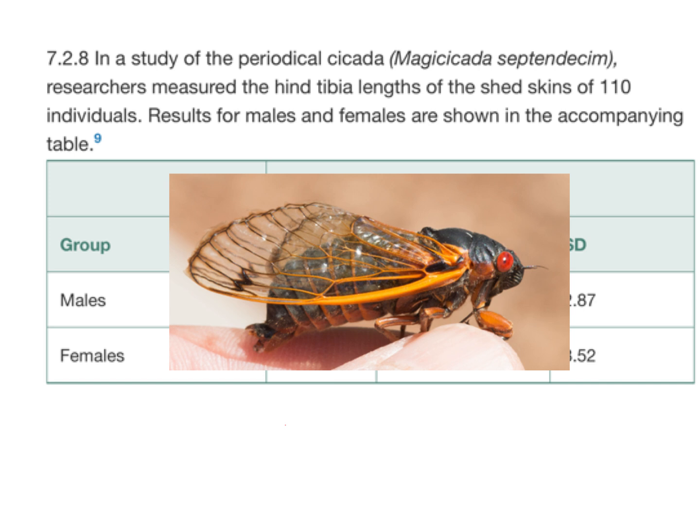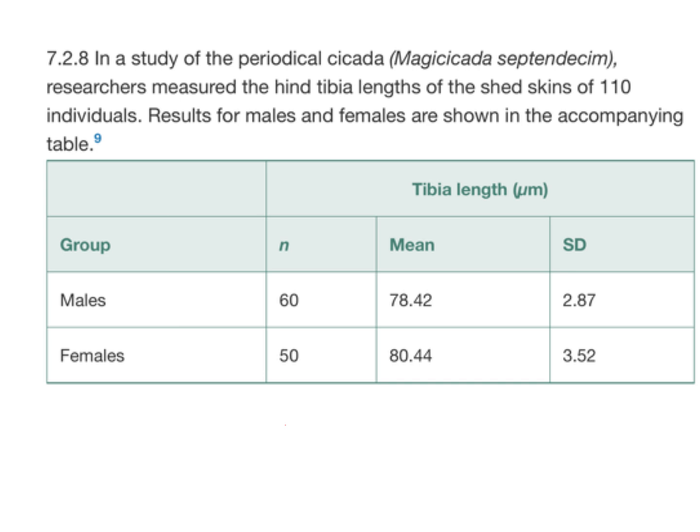So the idea for this problem, and maybe I can just go ahead and delete this guy for you guys, is that the researchers were measuring the hind tibia lengths of the shed skins of 110 individuals. So that's the other thing about them. They come out of the ground and then they shed their skin and they leave their skins all over the place, and it's a big mess. So they're looking at the tibia lengths on the skins that have been shed, and they're comparing males versus females. And for each group, they are measuring those tibia lengths, and then we have some sample data on the two groups.